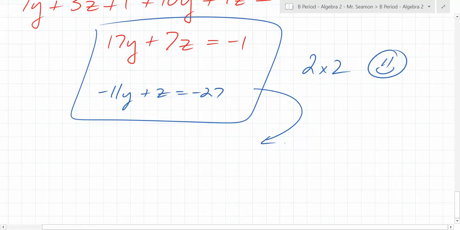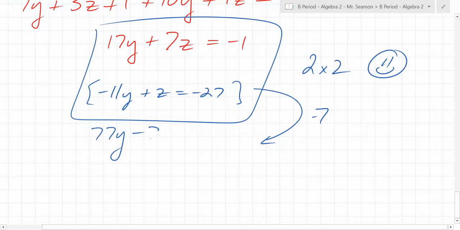What can I multiply that one by right here? I want to multiply it by 7, because if I multiply that by 7, I end up with -77y plus 7z equals what? Wouldn't it have to be negative if you're going to do elimination? Oh, you want to do negative? Okay, we want to line up the z's. Okay, yeah, you're right. Negative, so what do you end up with?